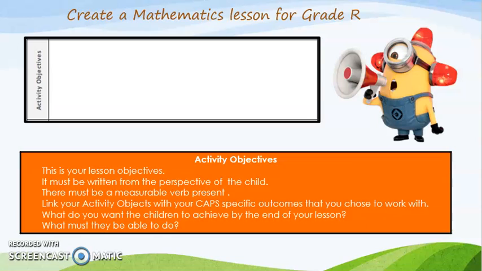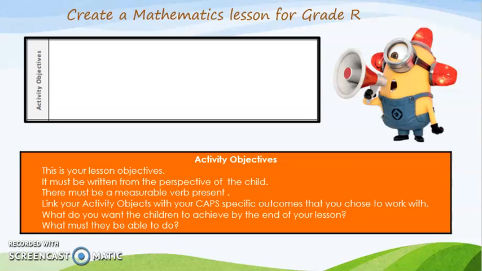Your activity objectives could be by the end of the lesson, because we must write it from the perspective of the child, and there must be a measurable verb in each sentence. So by the end of the lesson, the children will be able to. And now I can bullet it. I can actually separate it under headings introduction, teaching and learning, and closure part as well. By the end of the lesson, the children will be able to work in groups. By the end of the lesson, the children will be able to count up to 7.